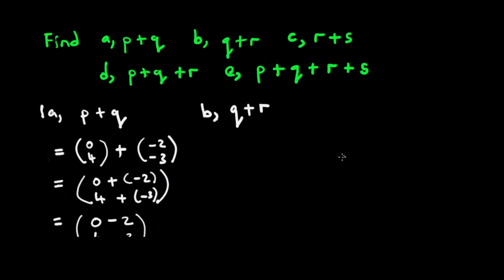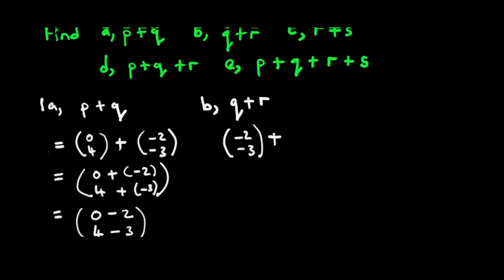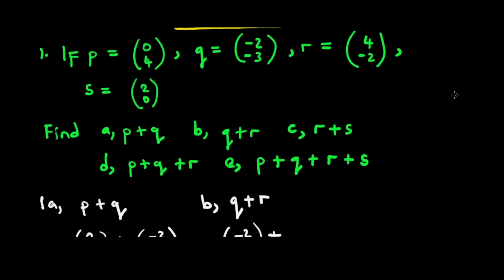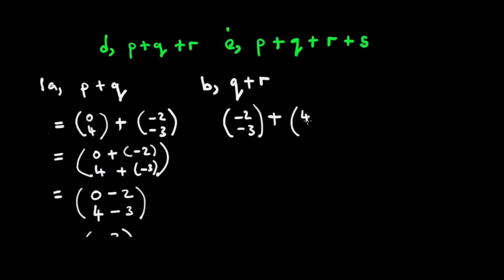Saka Q plus R, as we see part A panapa kuti Q yedu is equal to (-2, -3). Tasubstitute pana Q with its column vector, so that plus what is R. Saka tikauya panapa manje tinoona kuti R ndi (4, -2). Saka Q plus R is equal to (-2, -3) plus (4, -2).